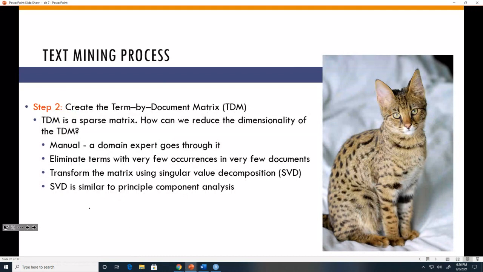A term by document matrix is usually large and sparse, with most cells filled with zeros. As such, there are methods to reduce the dimensionality of the data. First, a domain expert can go through the list of terms and remove those that don't make sense for the context of the study. But as it is done manually, it can be time-consuming and expensive in terms of labor.